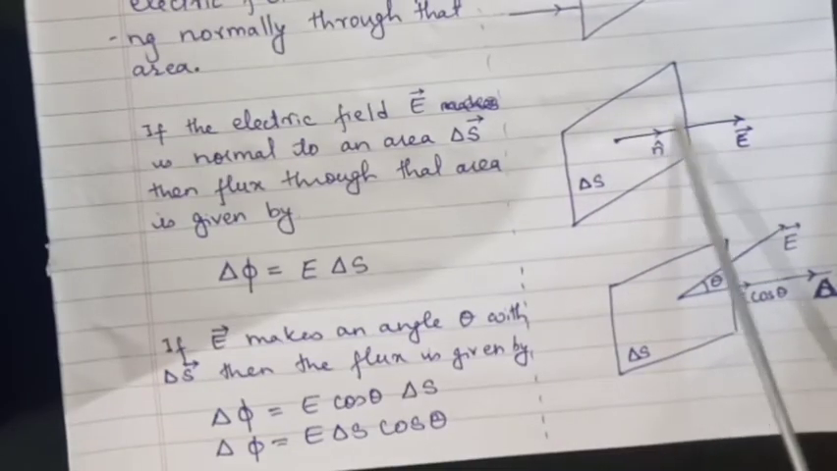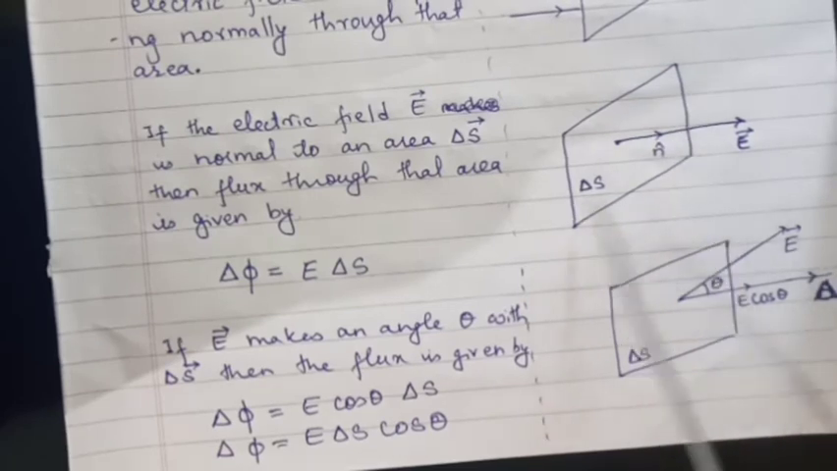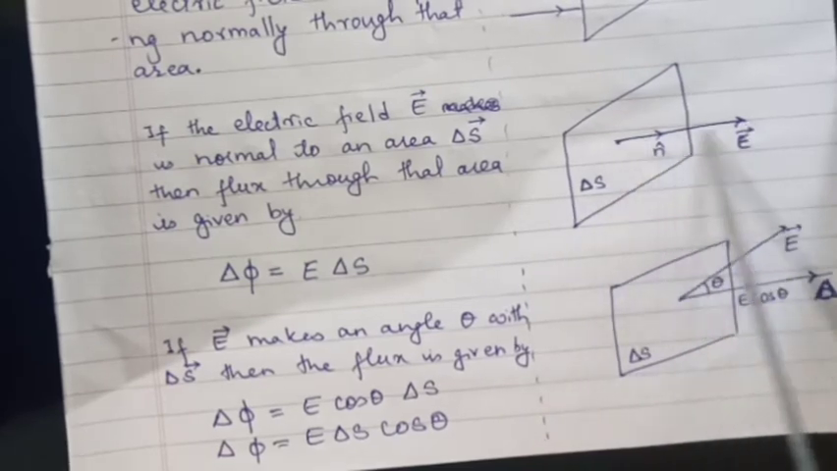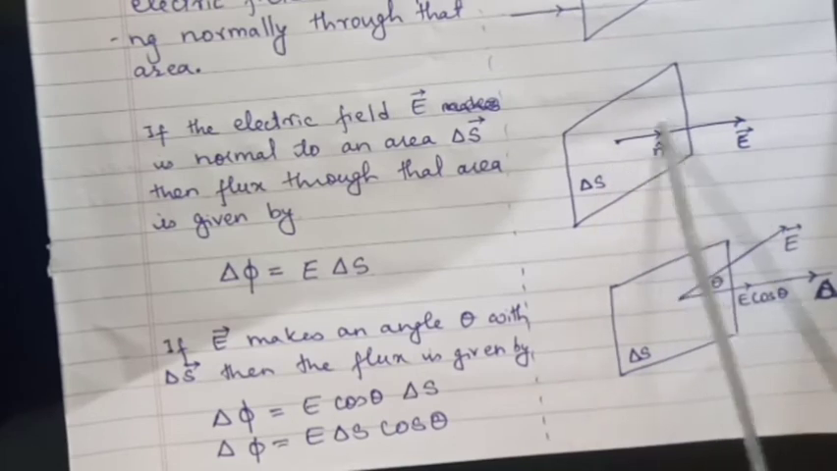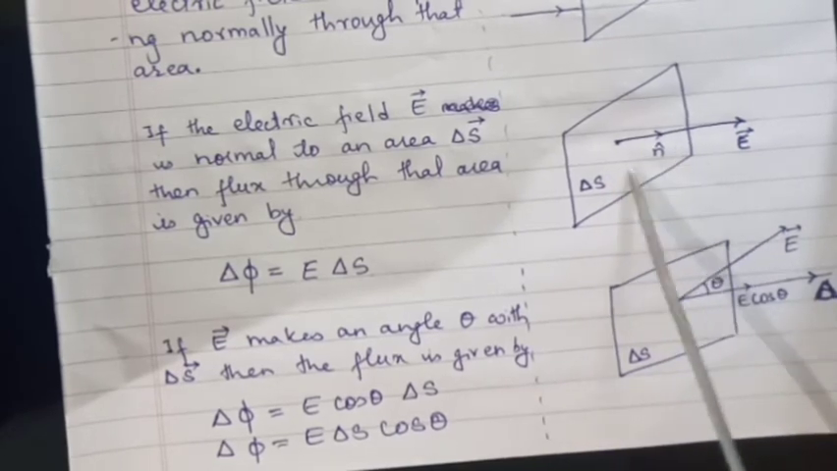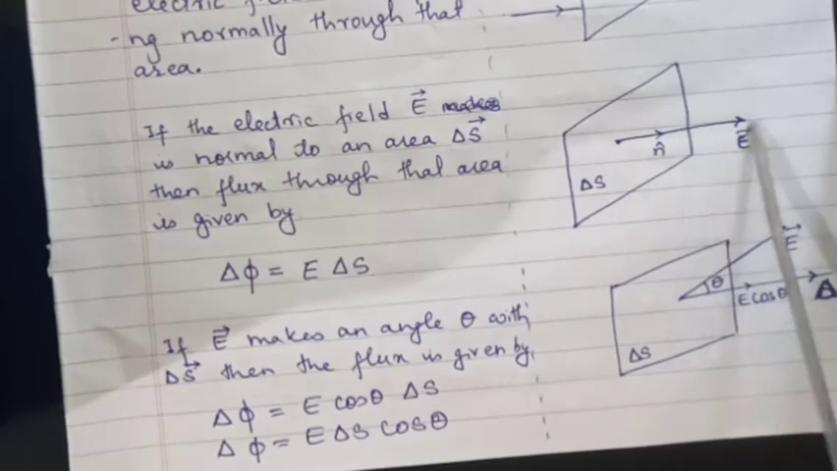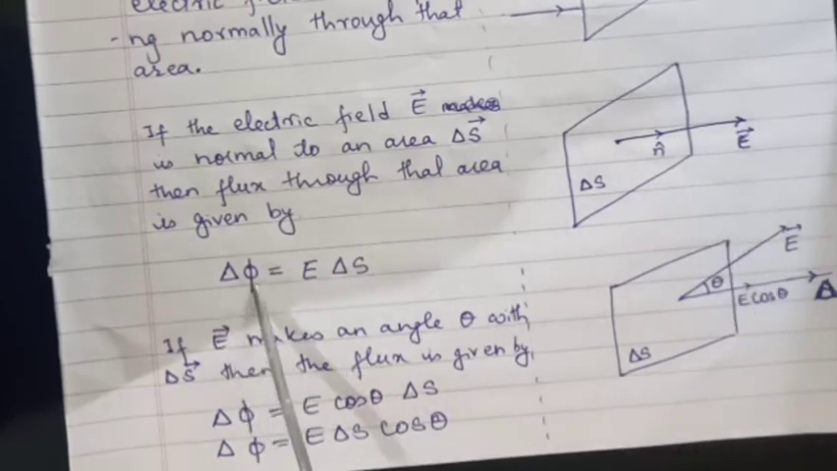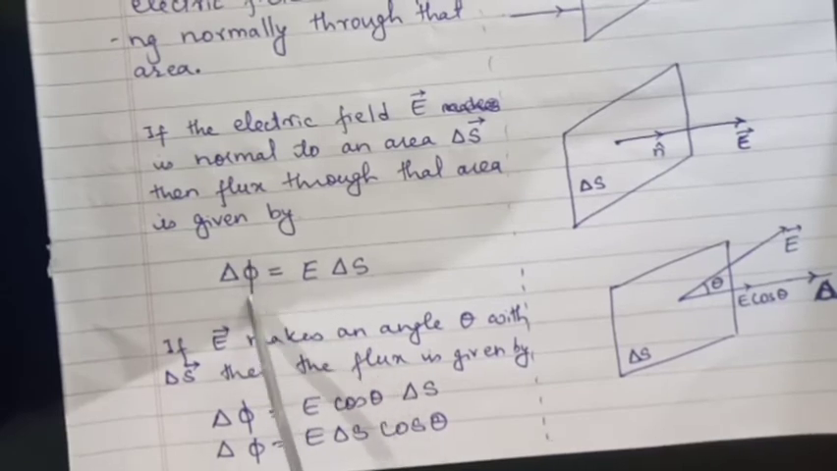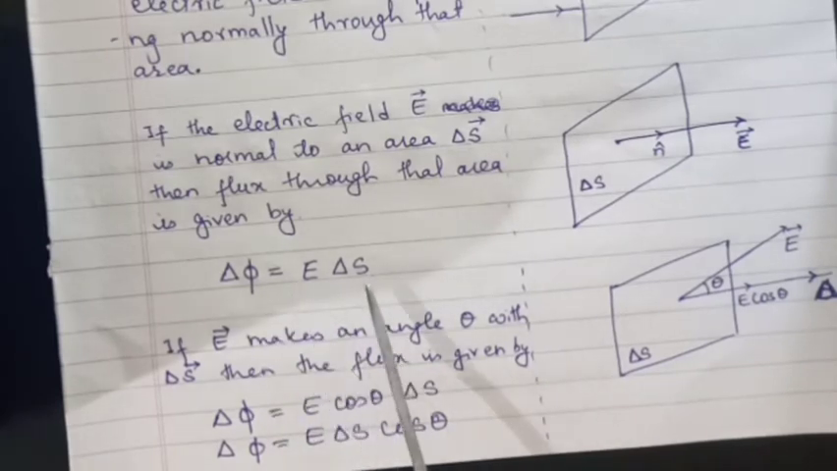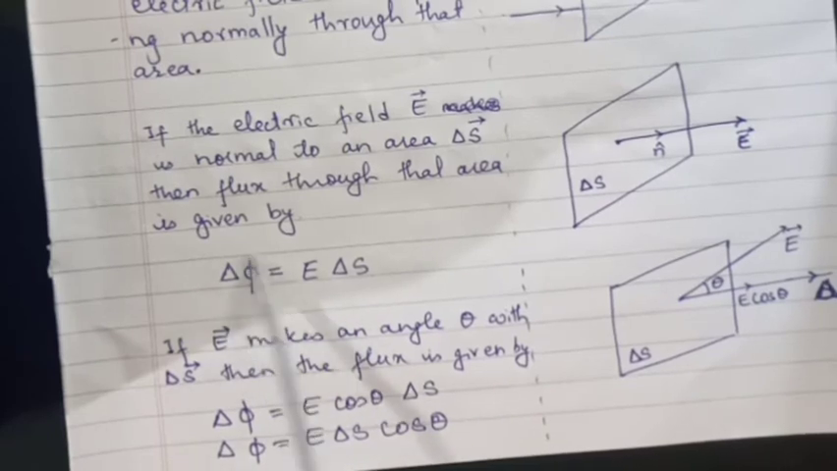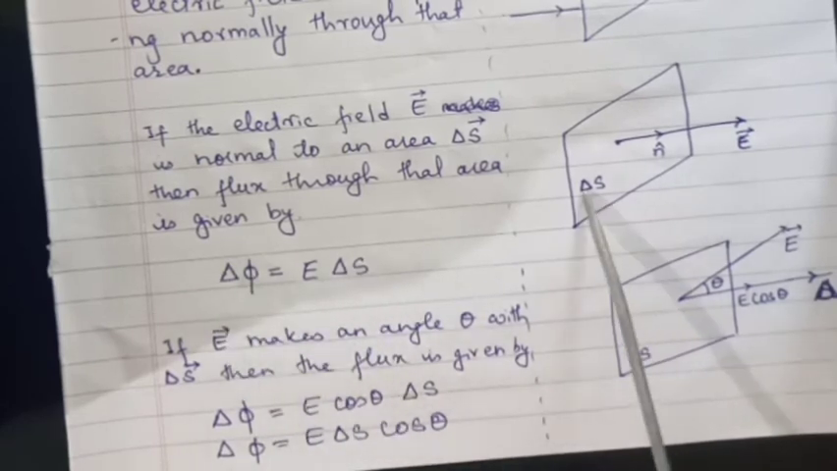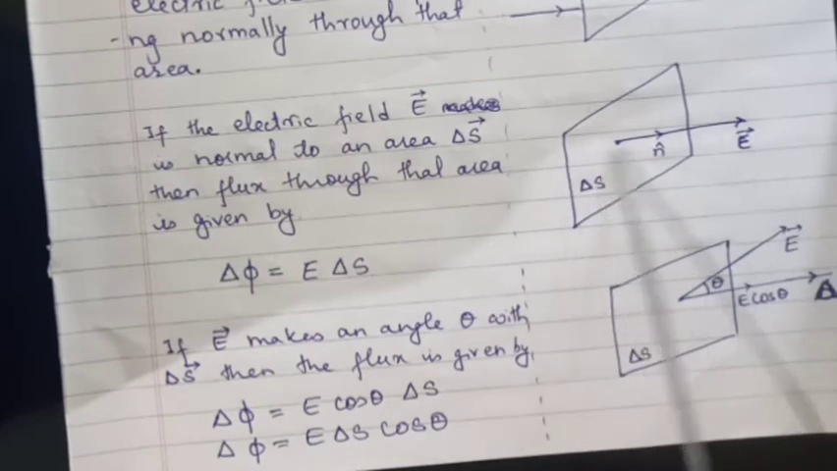Now out here suppose we have a surface area delta s and the electric field is going like this, and the direction vector or area vector is also going in the direction of the electric field. In that case I can write electric flux, denoted by phi, is equal to E into delta s. That means flux is equal to electric field times area. Here I'm using delta because I'm considering a small area and a small flux due to this small area.